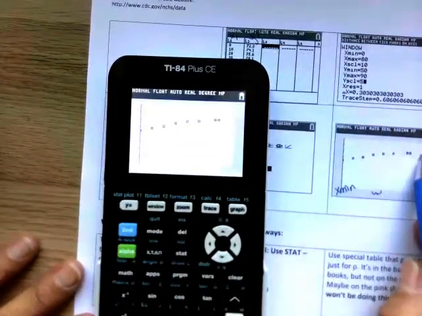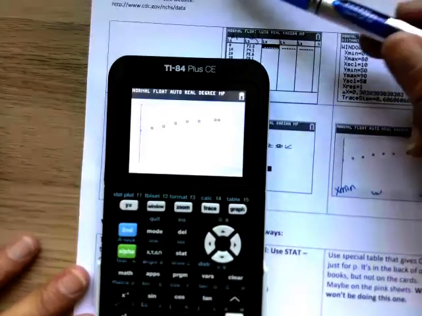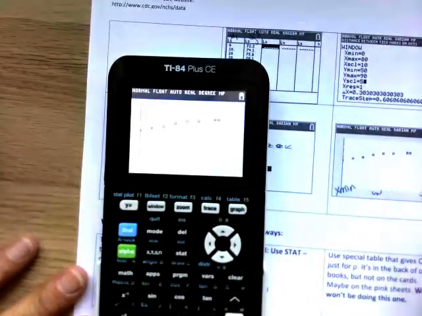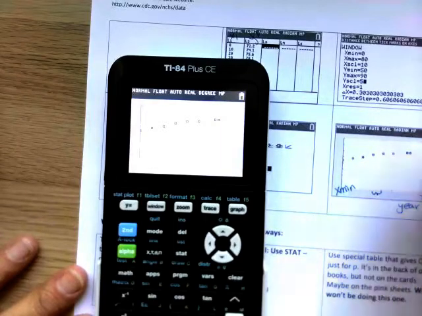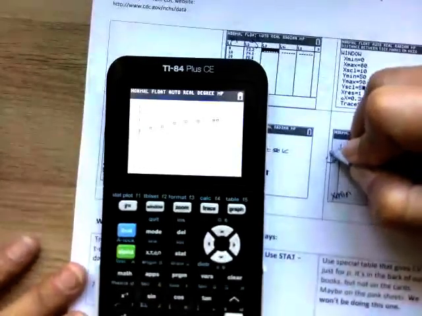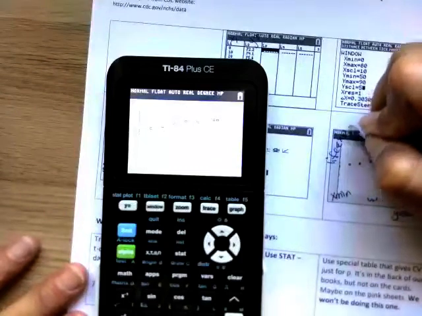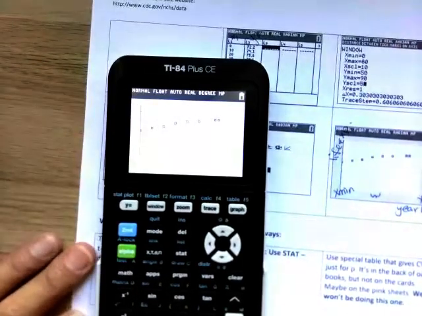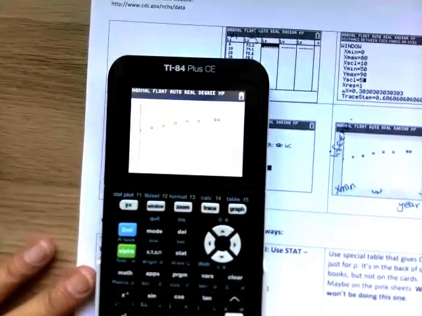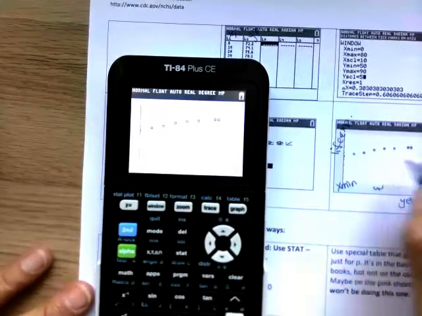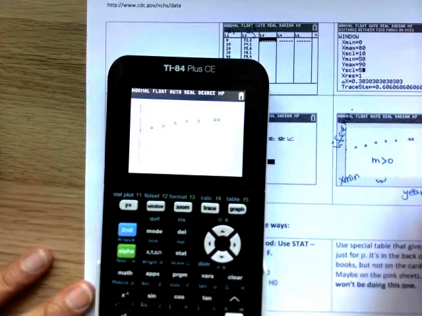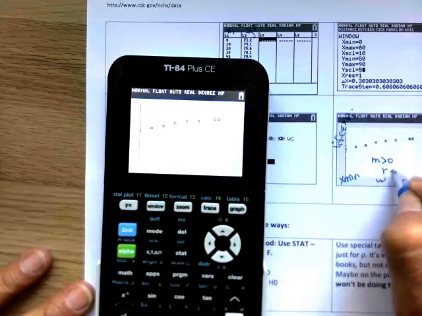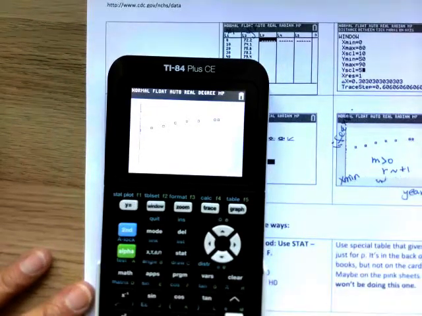So this is the data for life expectancy versus year you were born. So this is year born, and this is life expectancy, if we labeled our axes. Okay, well that looks pretty darn linear. So if I had to guess, I would say this is going to be a positive slope, and I bet that R value is going to be close to +1.